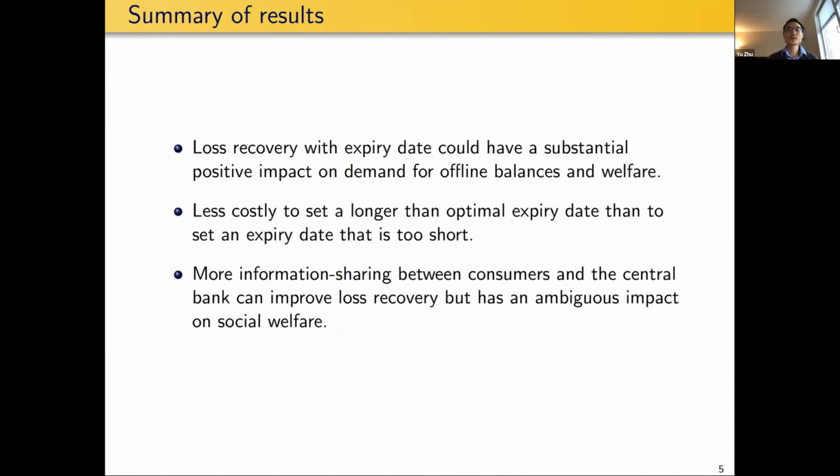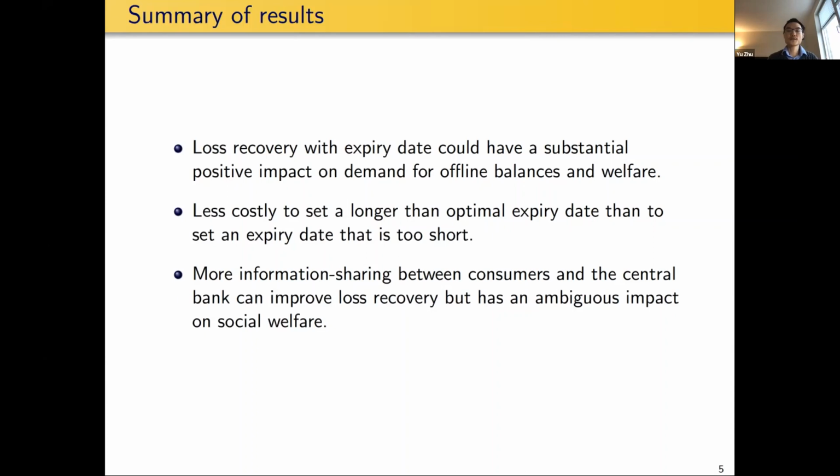Second, we look at what's the optimal duration to expiration. So how to set the expiry date optimally. That needs to balance two things. One is the time one needs to wait to get the lost money back. The other one is you have to leave enough time for the merchant who accepts this offline money to deposit it. So the optimal expiry date balances these two. It turns out there is also an asymmetry there if you deviate from the optimal expiry date. If you set it slightly too long, that really does very little to the welfare. But if you set it too short, that's really bad.